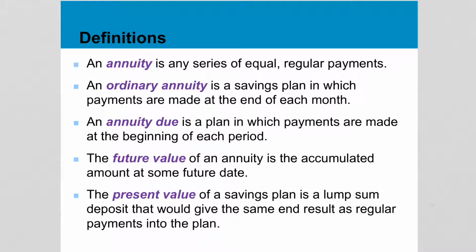An annuity is a series of equal regular payments. An ordinary annuity is a savings plan in which payments are made at the end of each month. An annuity due is a plan in which payments are made at the beginning of the month. The future value of an annuity is the accumulated amount at some future date, and the present value of a savings plan is a lump sum deposit that would give you the same end result as regular payments into the plan.